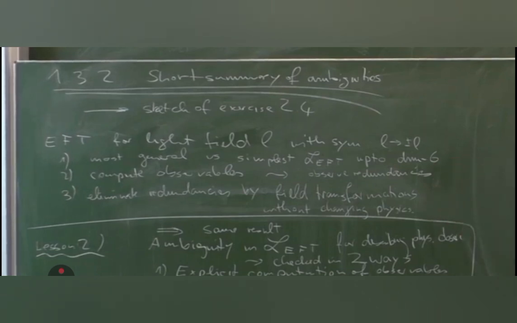If you start out with a general Lagrangian, you apply field transformations and go to the simpler but equivalent Lagrangian, where you know from the beginning that the observables will come out the same, but you do not need to go through the computation of the observables in the general case, because that is of course excessively complicated.